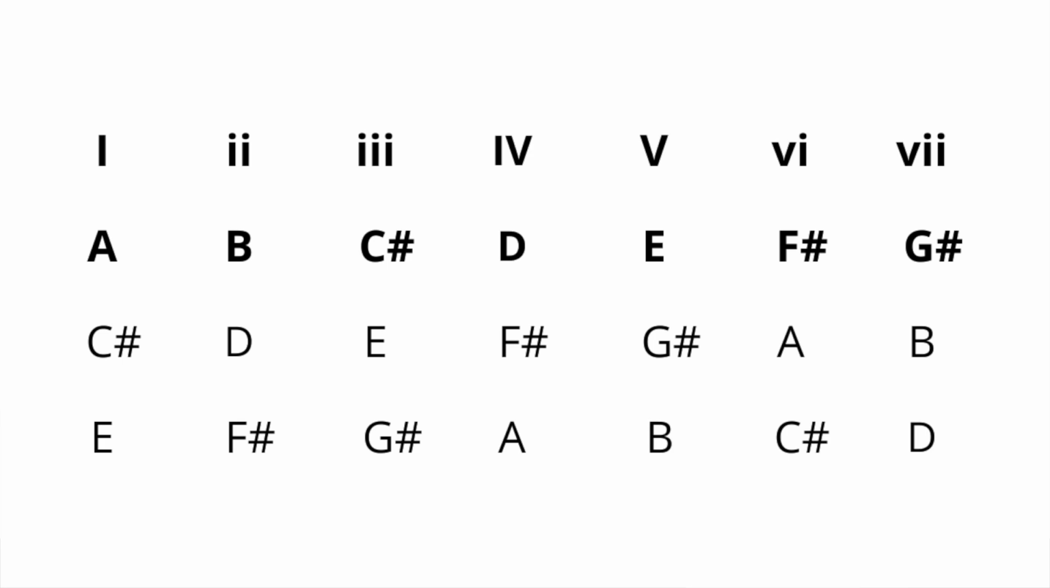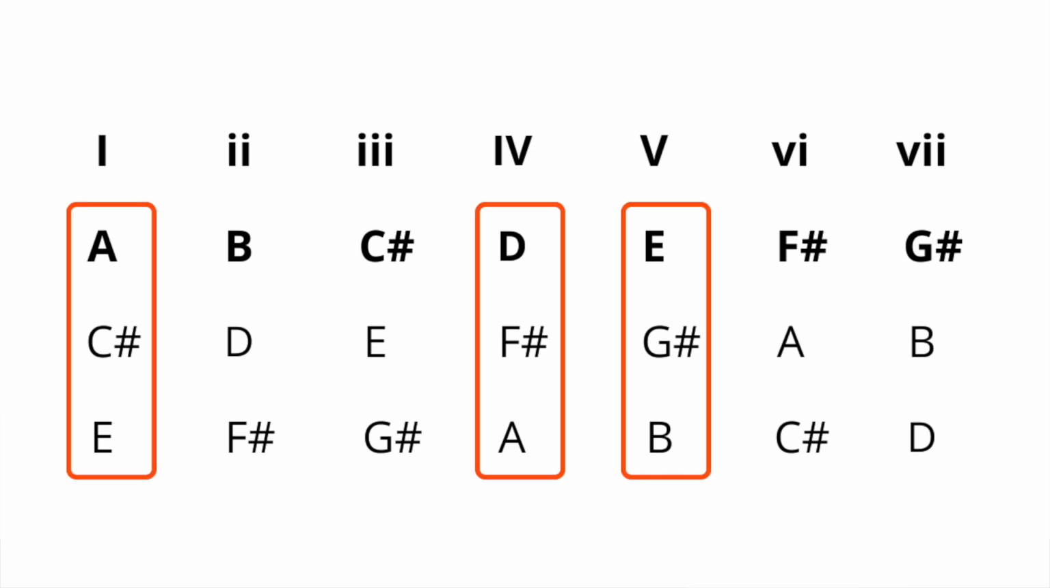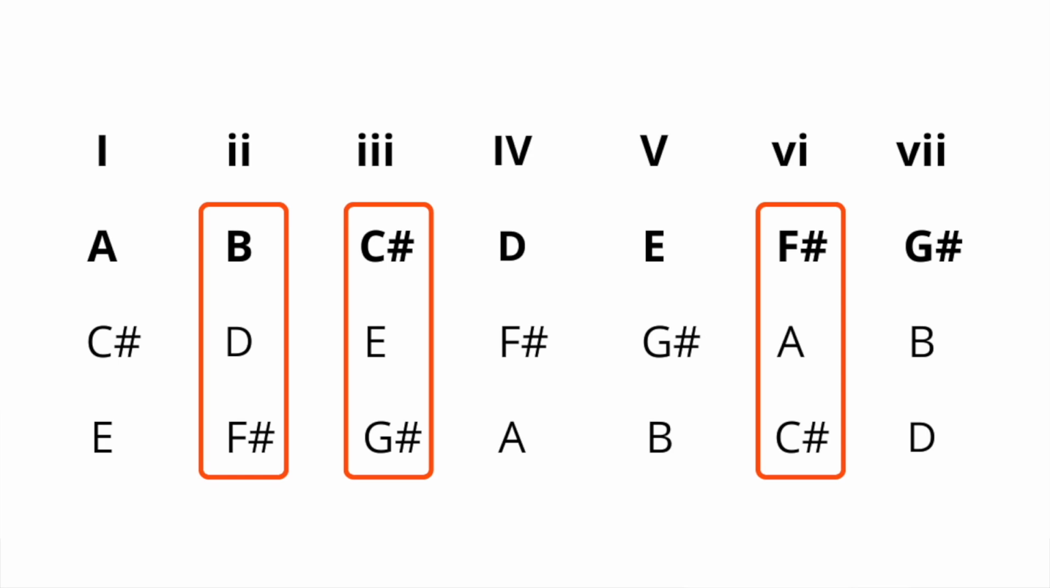And you'll find with a major key, the major chords are always 1, 4, 5. Minor chords will be the 2, the 3, and the 6, with the diminished on the 7th. That is true for any major key.